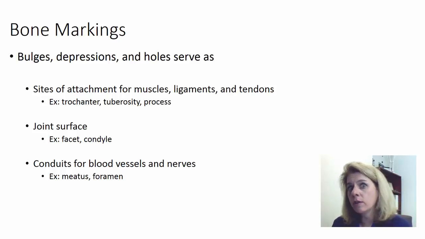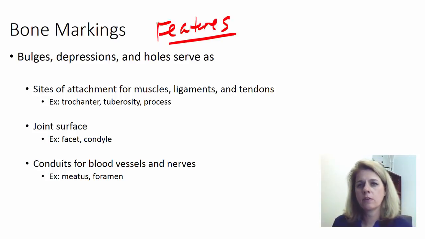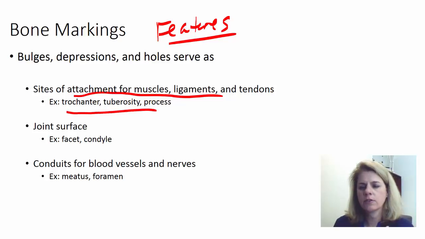We're going to talk about the trochlea. Those are all the features of the bones, okay? The bone markings are the features, and they're important because that's what plays the role. So the bone is there to be a conduit for the muscles, but the muscles have to attach somewhere. So the sites of attachment for muscles and ligaments and bones, we give those areas special names, like a trochanter or a tuberosity or a process.